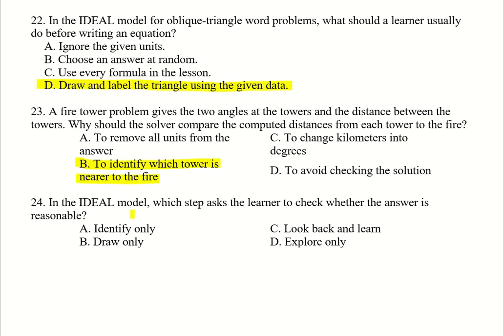And 24, in the ideal model, which step asks the learner to check whether the answer is reasonable? Okay, so that one is to look back and, of course, learn. Okay, so you have to double check if your answer is correct.